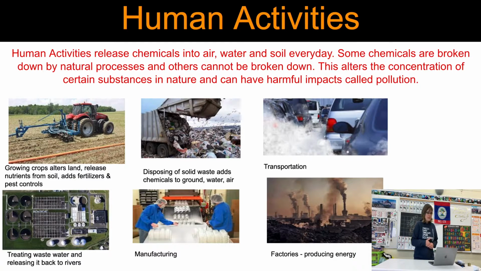So basically, here's the deal. Growing crops and altering land releases nutrients from the soil. It adds fertilizers and pest controls. You guys, when we farm land, we need to use pesticides, which are chemicals that we made, which can affect the environment. When we put chemicals on that soil, it can actually leach into the water, and I'll show you what happened. We'll create algae blooms.